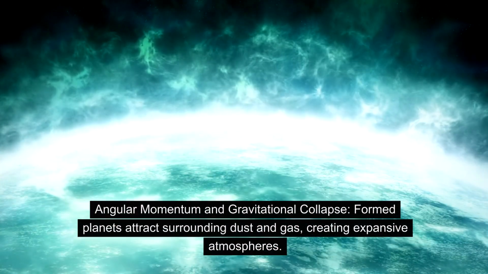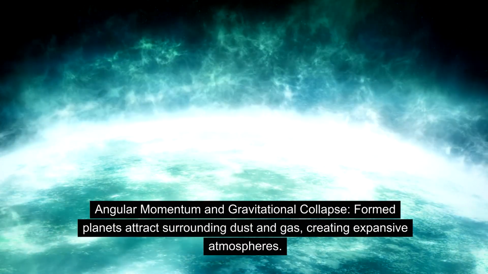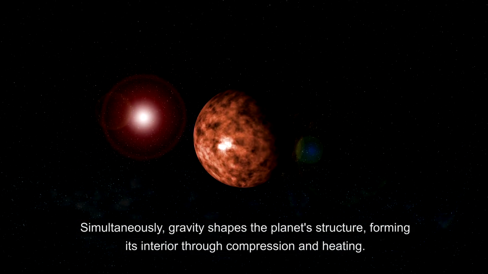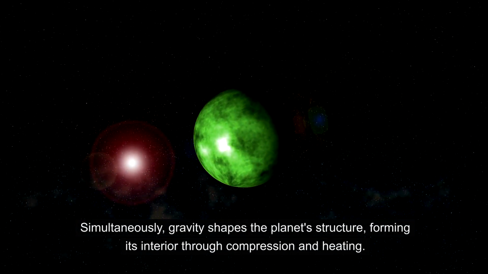Angular momentum and gravitational collapse. Formed planets attract surrounding dust and gas, creating expansive atmospheres. Simultaneously, gravity shapes the planet's structure, forming its interior through compression and heating.